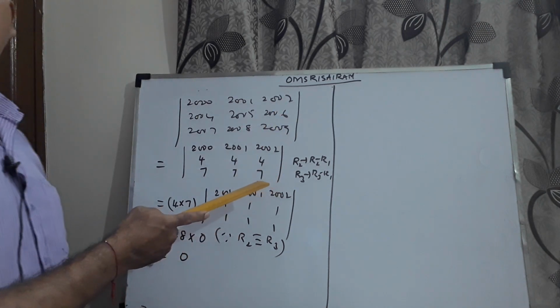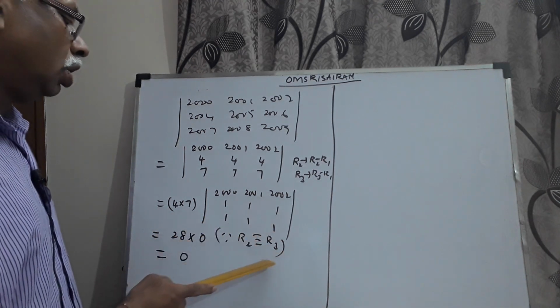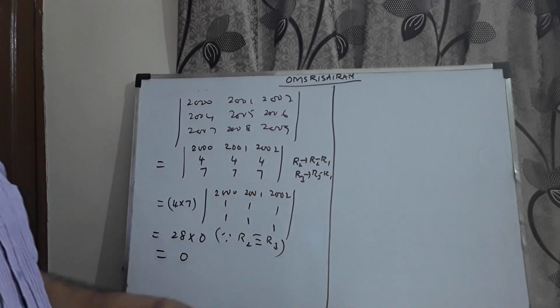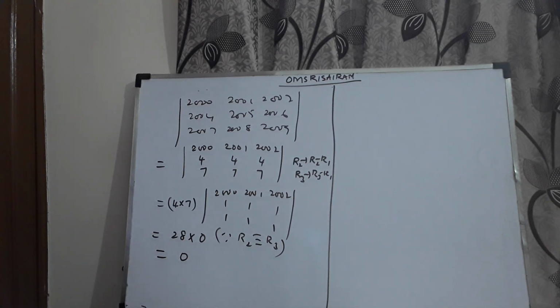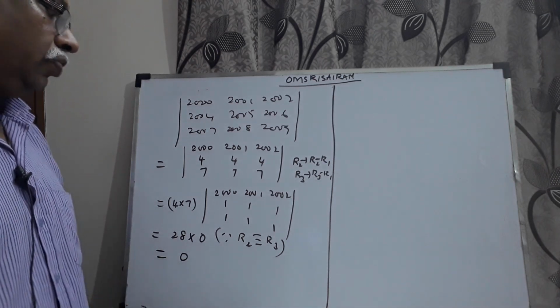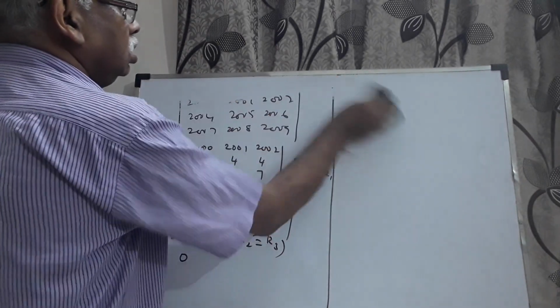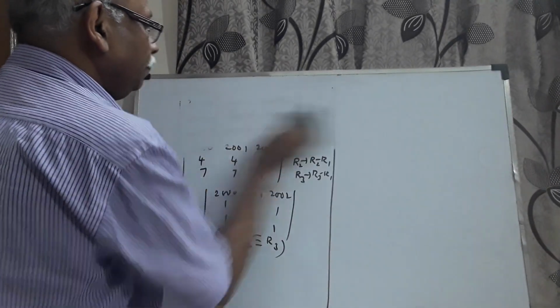Now take 4 as common from R2, 7 as common from R3. Then R2 and R3 are identical. When two rows or two columns are identical, the value will be automatically 0. So the final answer becomes 0. It's a very simple result. It's not difficult to follow.